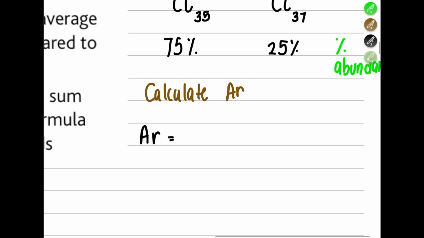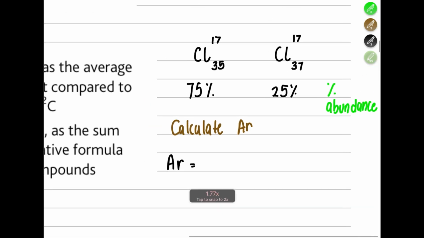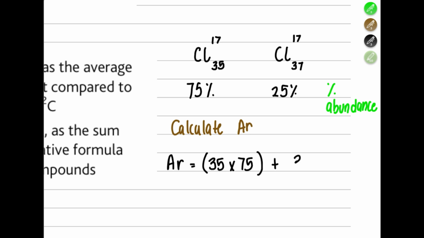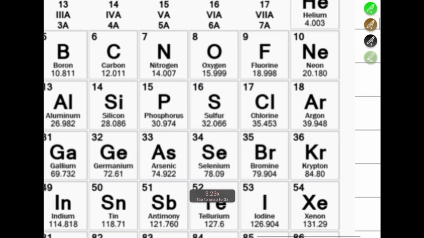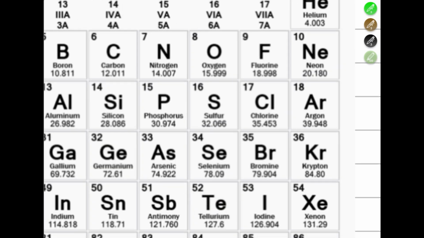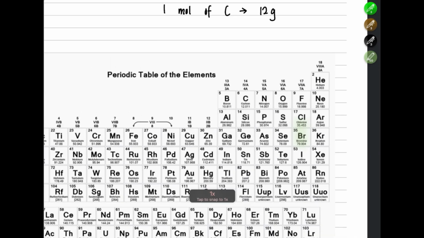We just simply multiply the mass by the percentage abundance and divide by 100. So 35 times 75 plus 37 times 25 divided by 100. This equals 35.5. Now you will see this number is the same as the number mentioned in the periodic table for chlorine, 35.45, which adds up to 35.5. So this is the AR.